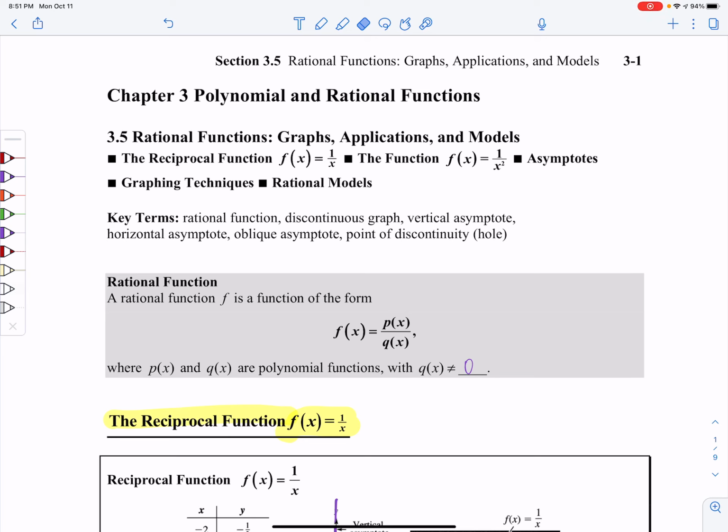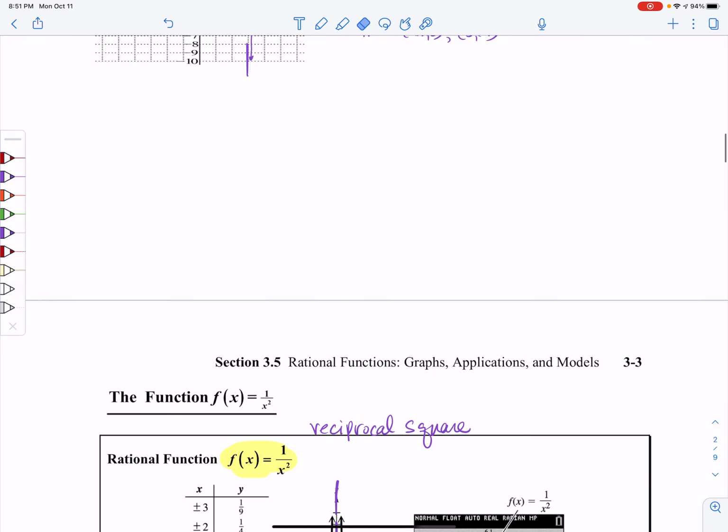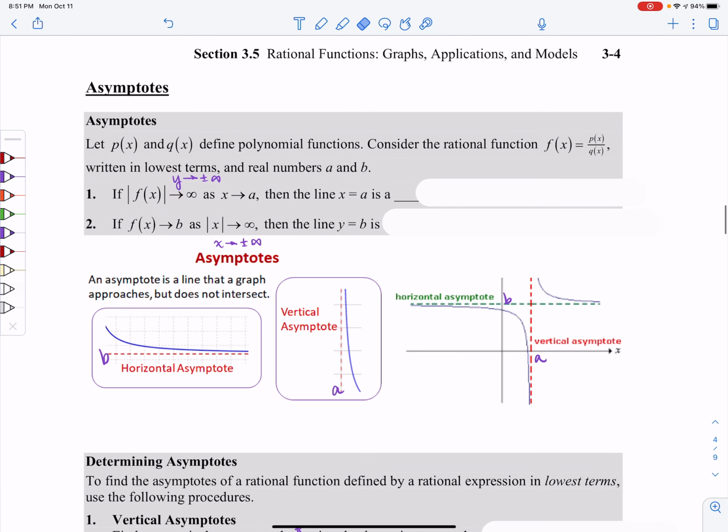So this is the third video in section 3.5. In this video, we're only going to be talking specifically about asymptotes. So if you could go down to the fourth page here, and we're going to define them and then also take a look at them a little bit more specifically.